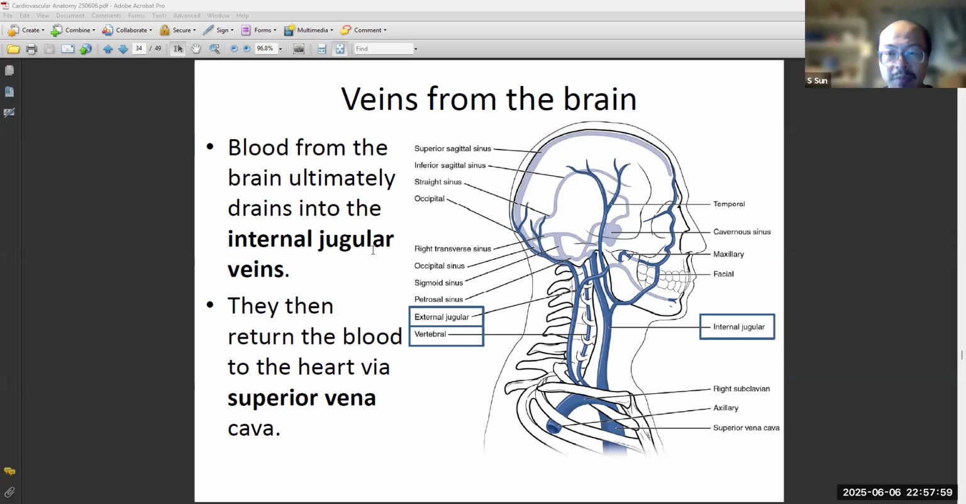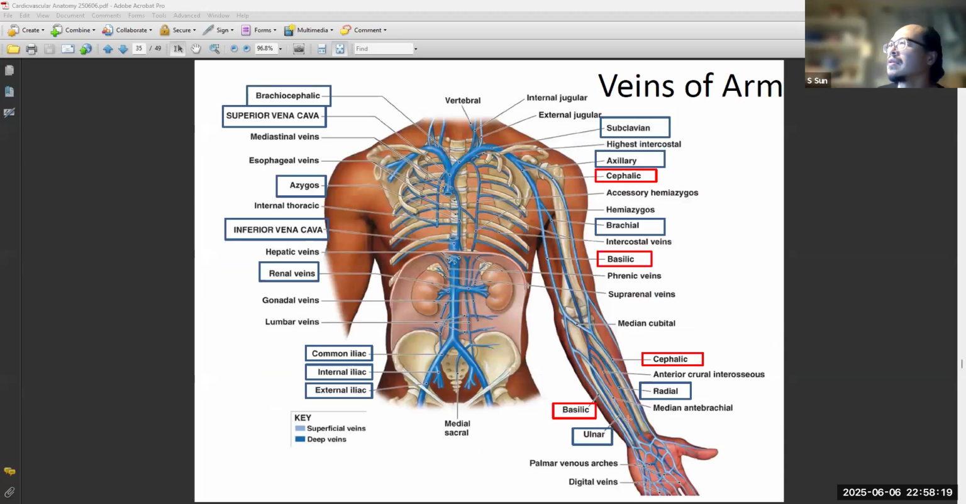Where does it drain the blood into? It drains into the brachiocephalic and then eventually drains into the superior vena cava. For the arm, the blood coming from the arm eventually goes to the brachiocephalic. And so here, the brachiocephalic connects with the subclavian. So after leaving the internal jugular, you see the subclavian. So brachiocephalic and then subclavian.